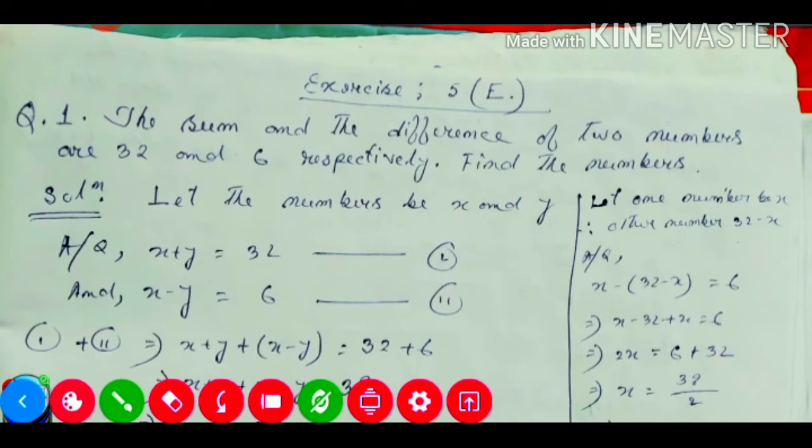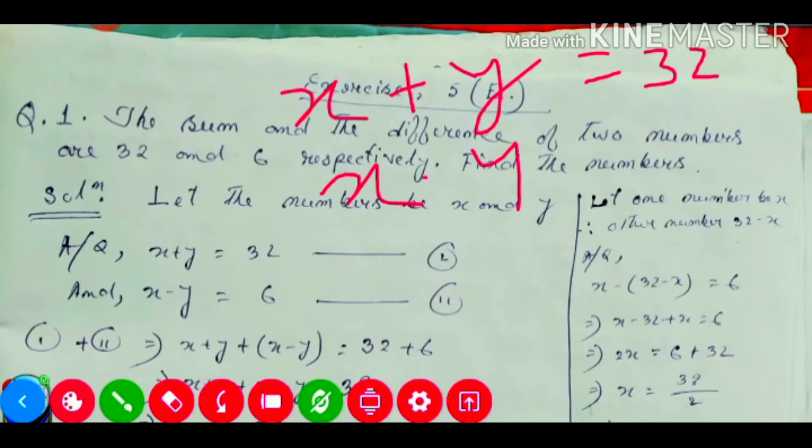If you consider these two numbers as x and y, what is the condition given here? See, the sum and difference. If we add these two numbers, it will be 32, and their difference will be 6. So x minus y will be 6. Here we need to consider x is greater than y. Which one is greater? x. x is greater than y.